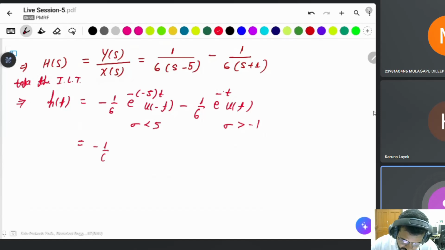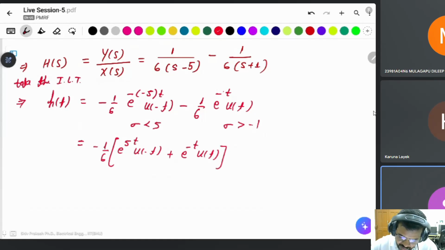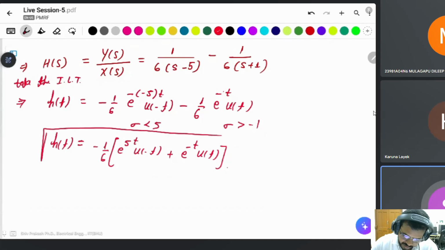Final answer you can say: minus 1 by 6, e to power of 5t, u of minus t, comma, plus e to power of minus t, u of t. This is the impulse response of the system.